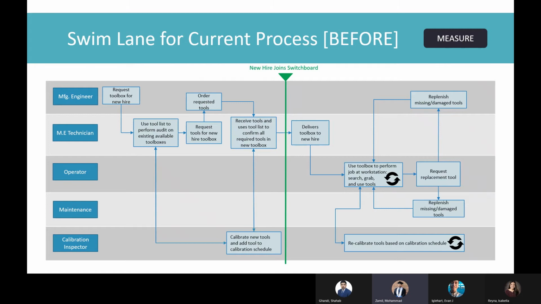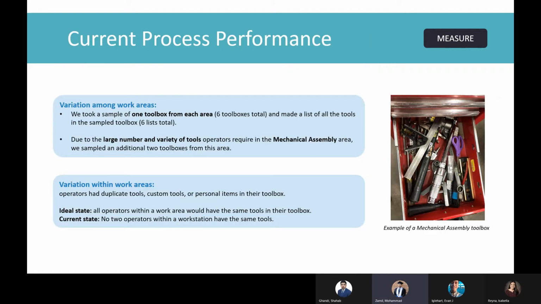The swim lane diagram here shows the cycle of a toolbox from the time it's requested for a new hire until it's used at the shop floor, replenished for missing or broken tools, and calibrated as needed. For the current process performance, we sampled one toolbox from each work area, except for the mechanical assemblies due to the high variation of the tools.